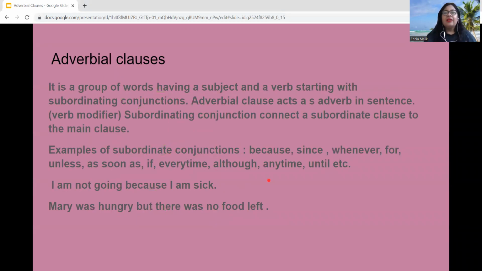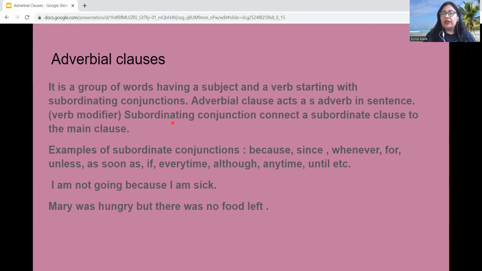Let's go ahead. So what are adverbial clauses then? That is also a group of words having a subject and a verb, but that starts with subordinating conjunctions. Let's see what they are. An adverbial clause acts as an adverb in a sentence, which is a verb modifier, describing the verb. That is, it describes an action.